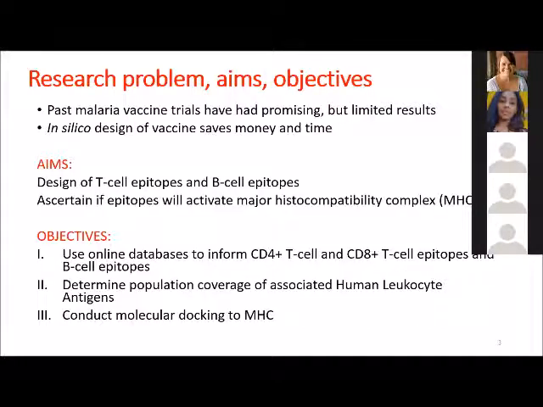The research problem being addressed is the fact that malaria vaccines have thus far had limited efficacy. An in silico approach will save time and money while giving an idea of how effective we can expect the vaccine to be. The aims are to design B and T cell epitopes and see if these stimulate the major histocompatibility complex. This will be done by designing CD4, CD8, and B cell epitopes with online servers, determine population coverage of the HLA allele, and to conduct molecular docking.